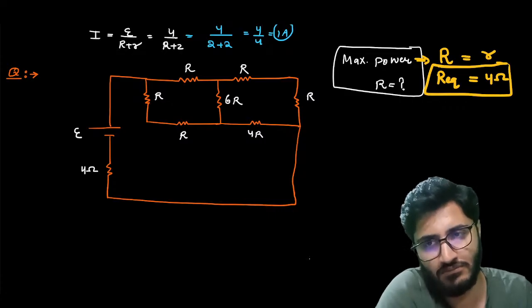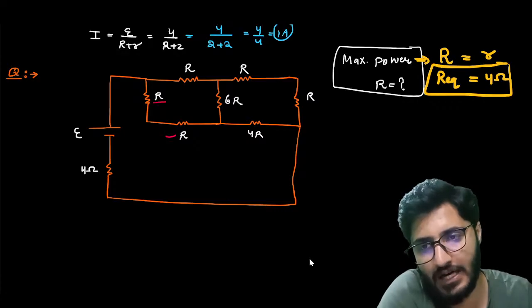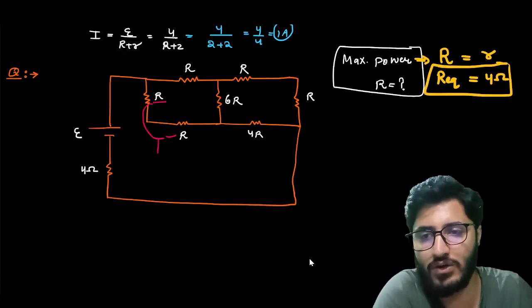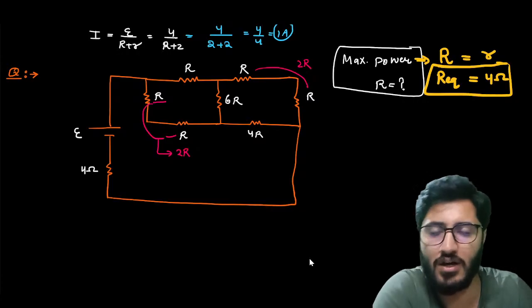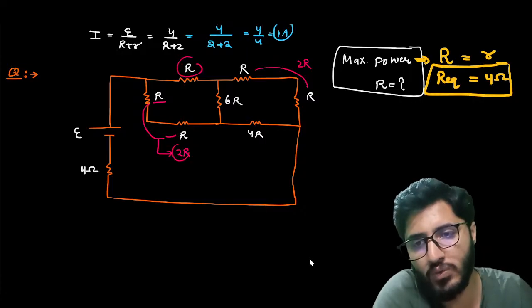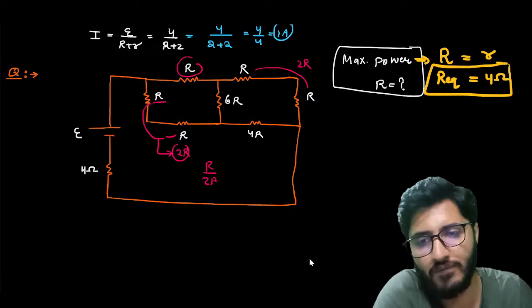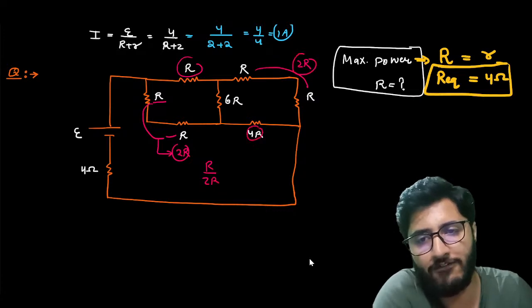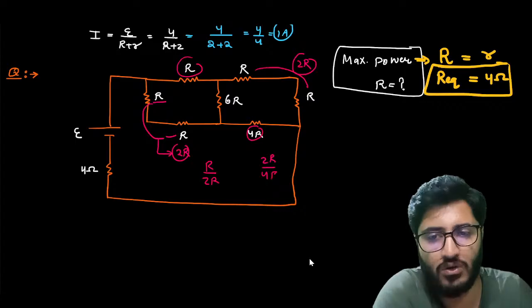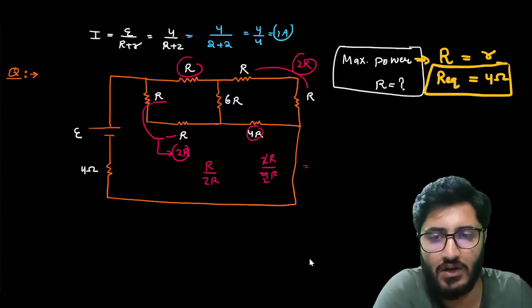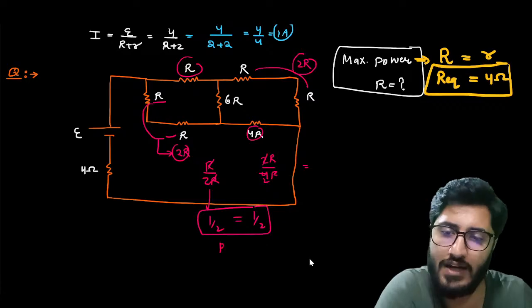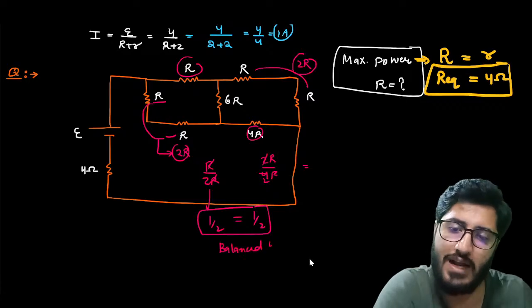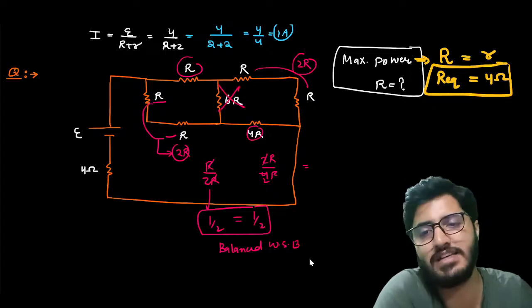Look now, you can see here, sir, R plus R, these two R are in series, so I will write 2R. Now look at R divided by 2R. So I can write R divided by 2R, and 2R divided by 4R. 2 ones 2, 2 twos 4. It equals 1 by 2, and this one is also 1 by 2. Balanced. So you will write here balanced Wheatstone bridge. So there is no use of this 6 ohm.